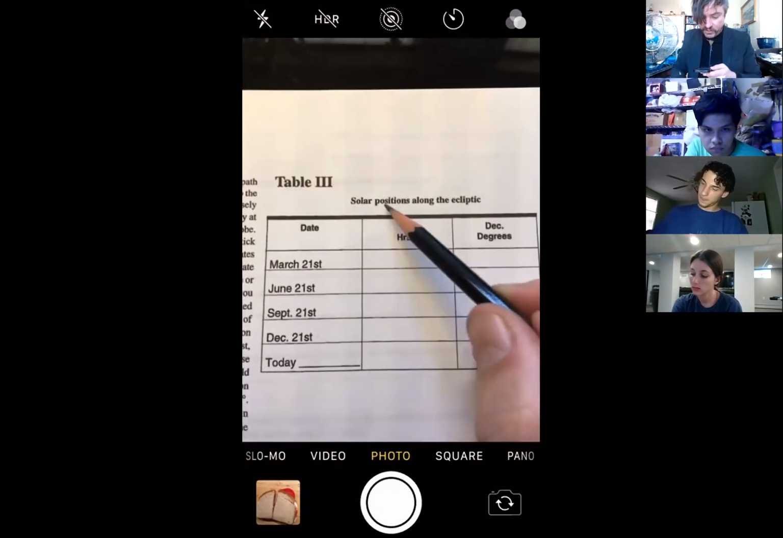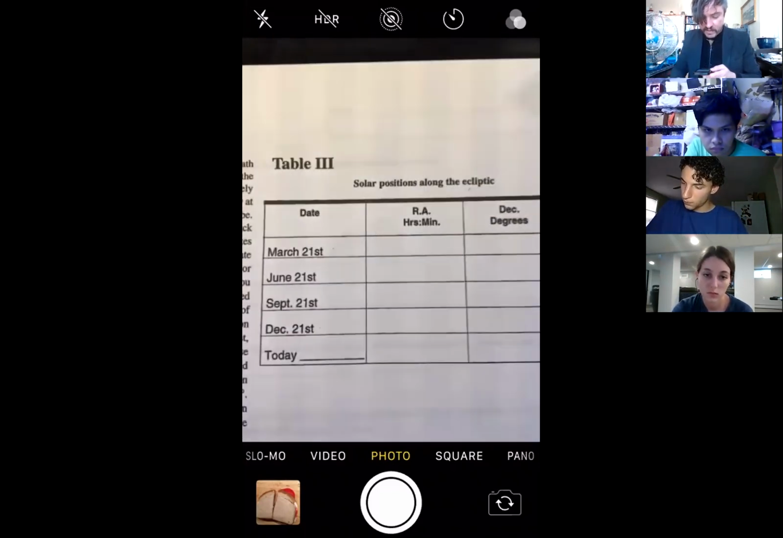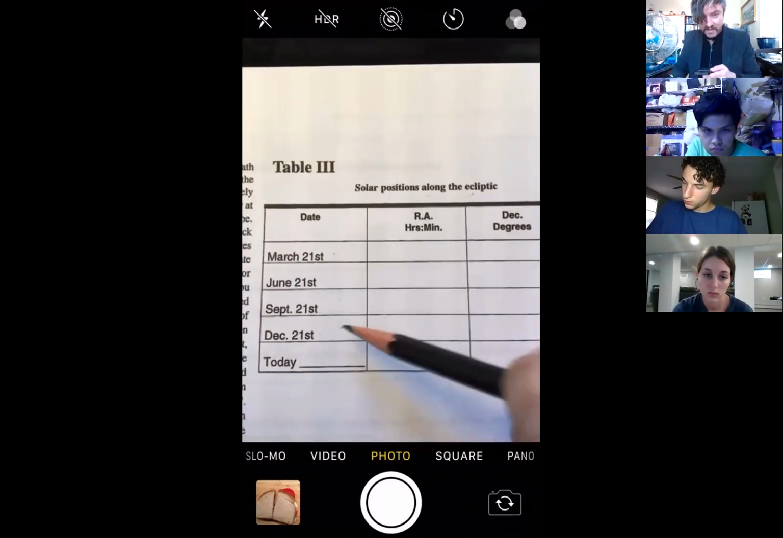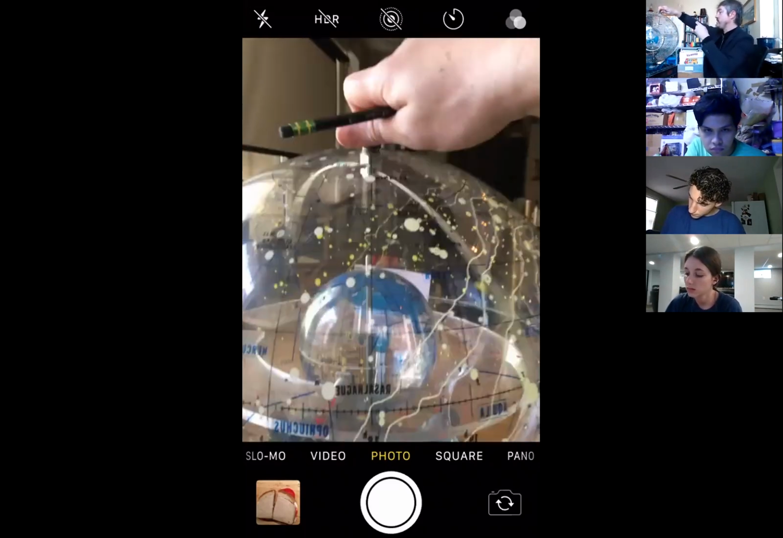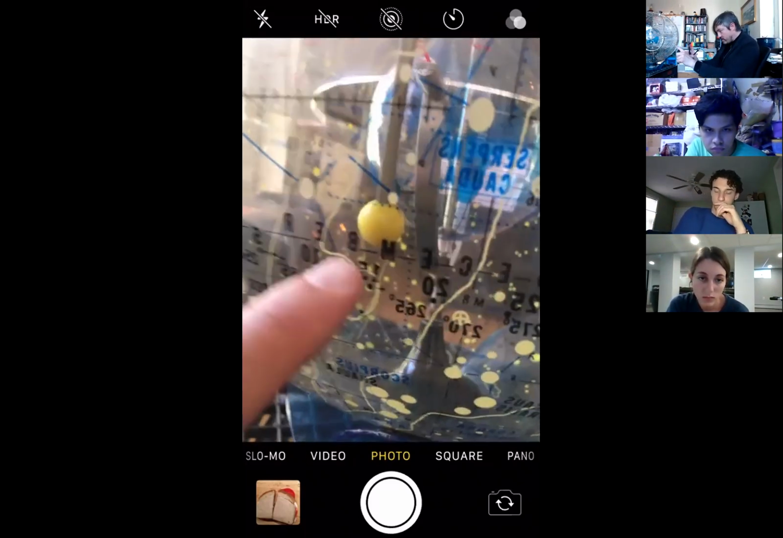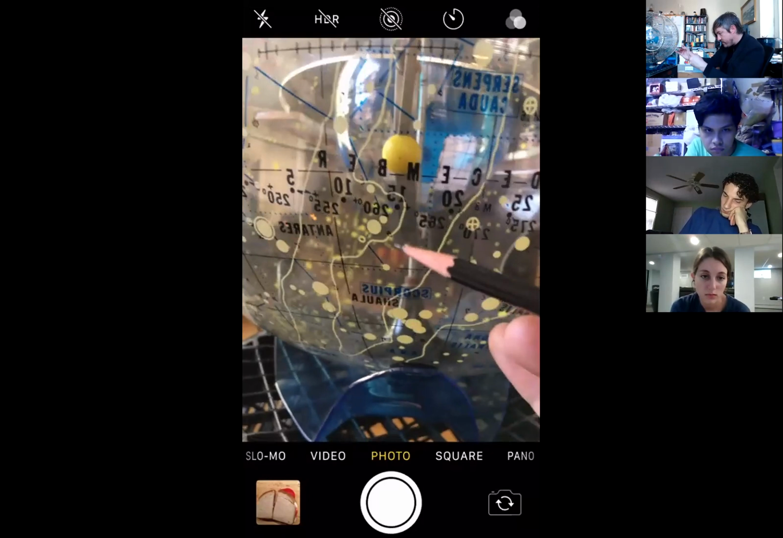Table 3 shows positions of the sun along the ecliptic. We're supposed to move the sun to these random dates and figure out what the RA and the declination of the sun would be on those dates. To do this, I can use this little nubbin here to rotate the sun along the dates of the ecliptic. You can see the ecliptic is a line here that has dates on it. Here's December, December 5, 10, 15, 20.